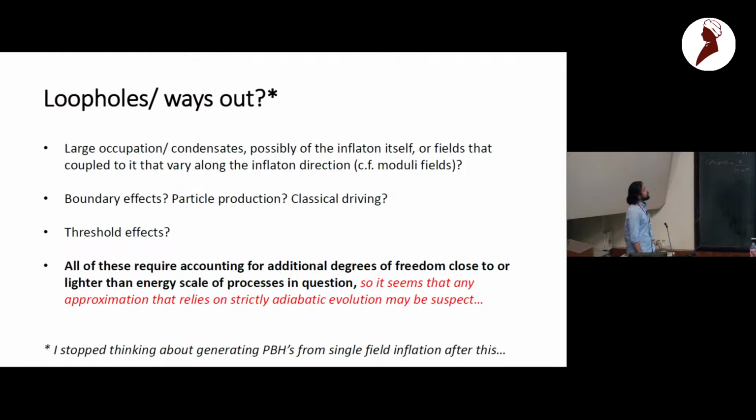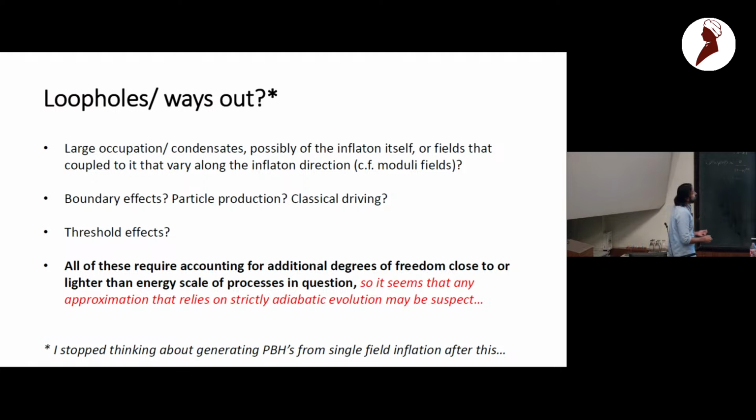Okay, so loopholes, ways out. There are many. One of them is large occupation. This is a vacuum statement. The possibility of either the photon itself or something coupled to it is classically driving it. Anything classical you should just think of as a large occupation state on a quantum expectation value. This is not true in that case.